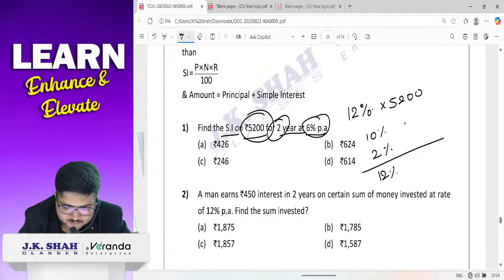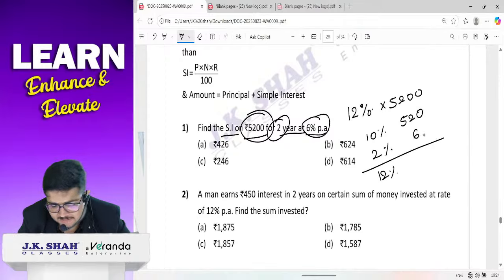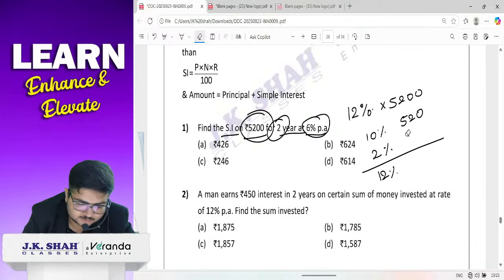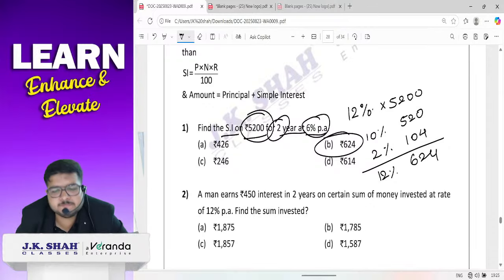What is 10% of 5,200? It is 520. What is 2%? 1% is 52, and double of 52 is 104. Add them, you get 624, option B.